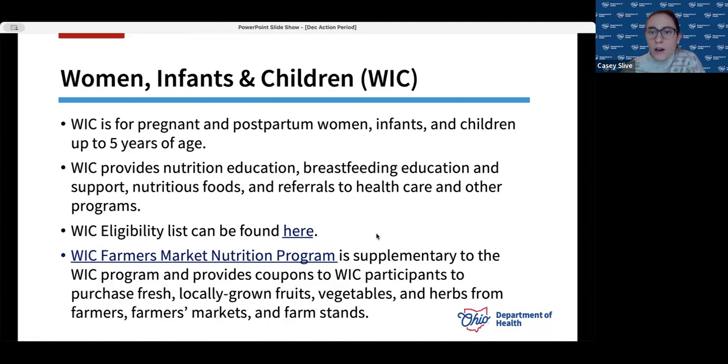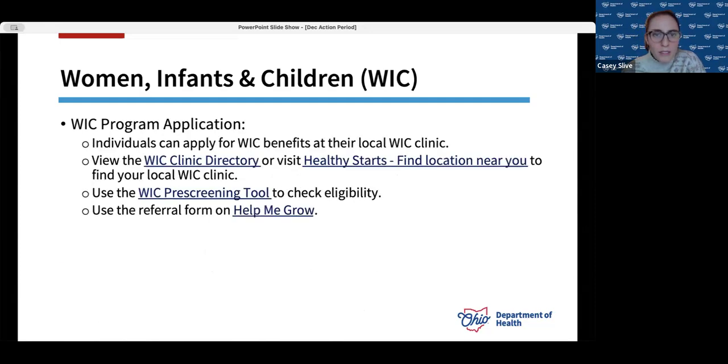They also have a Farmers Market Nutrition Program, in addition to the main WIC program. This program provides coupons to WIC participants to purchase fresh local fruits and vegetables from farmers markets and farm stands. So that's additional coupons that might eventually be moving to an electronic method in the next couple of years. All right, next slide, please.